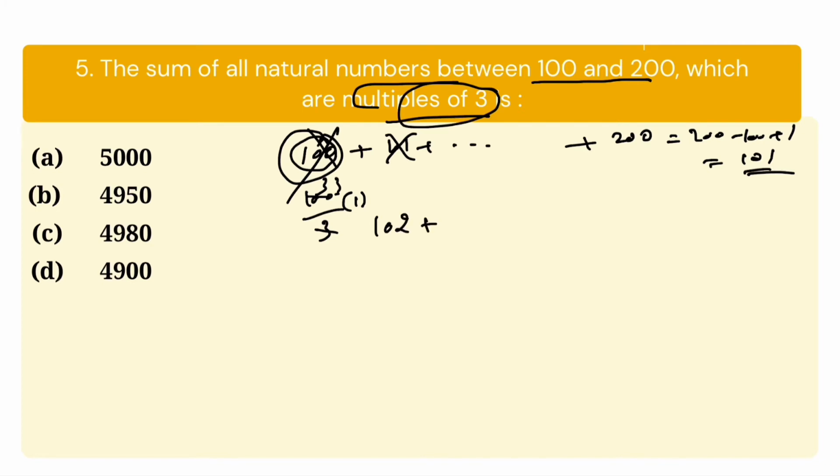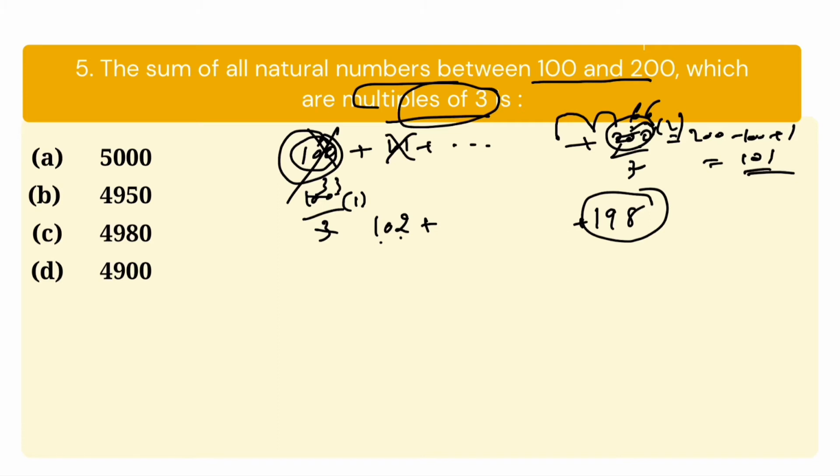Okay. And at the end also check whether 200 is a multiple of 3 or not. 3 sixes are 18, so 2 is extra. Hence this is not a multiple of 3, so you have to remove that 2. The last number becomes 198. This is divisible by 3. So the first number is 102 and the last number is 198 here.